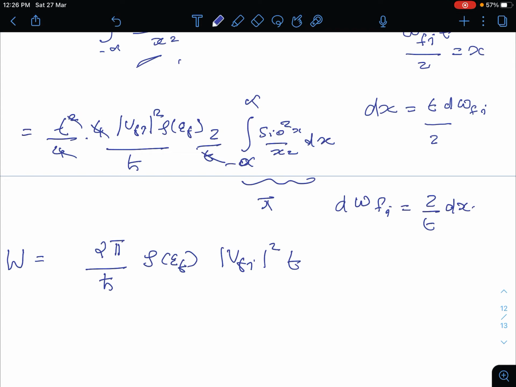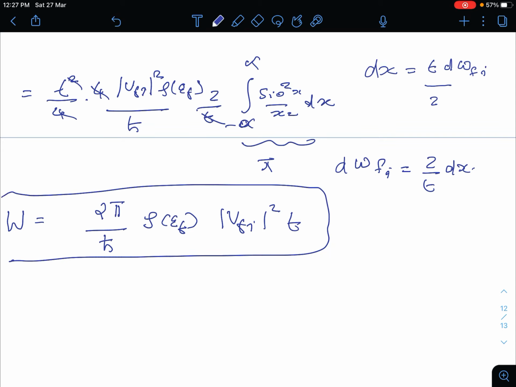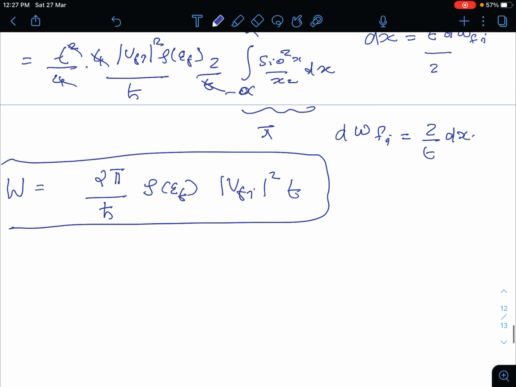So what is that? This is basically the transition probability to the continuous energy around the energy E_f. So this is the transition probability. Now, what is the transition probability per unit time?